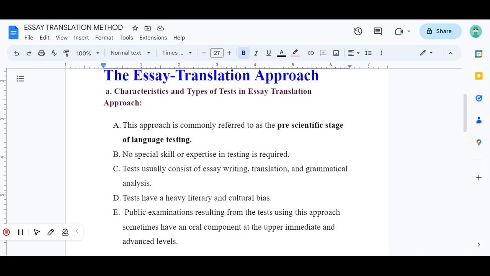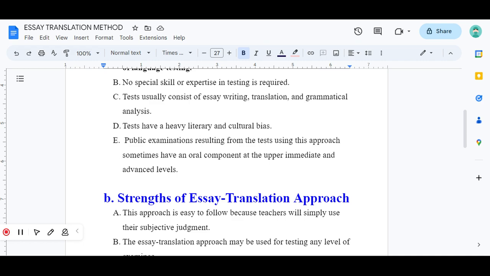The sentences will be provided in your first language, and then you need to convert them into the English language. All right, tests have a heavy literary and cultural bias, and public examinations resulting from the tests using this approach sometimes have an oral component at the upper, intermediate, and advanced levels.